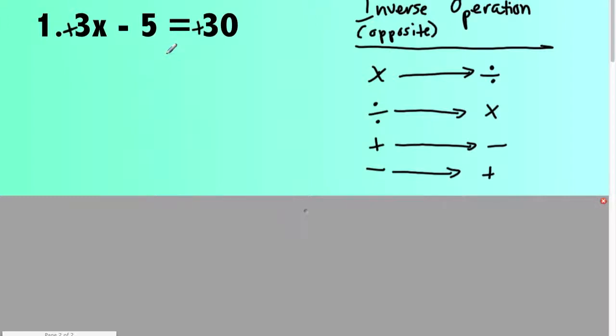So the second step I like to do is actually make shapes around like terms. And terms just mean the entire part of the equation. So for the example, this is a term. I'm just going to put a box around it so you know what I'm talking about. This positive 3x is a term. This negative 5 is a term by itself. And this positive 30 is a term by itself.